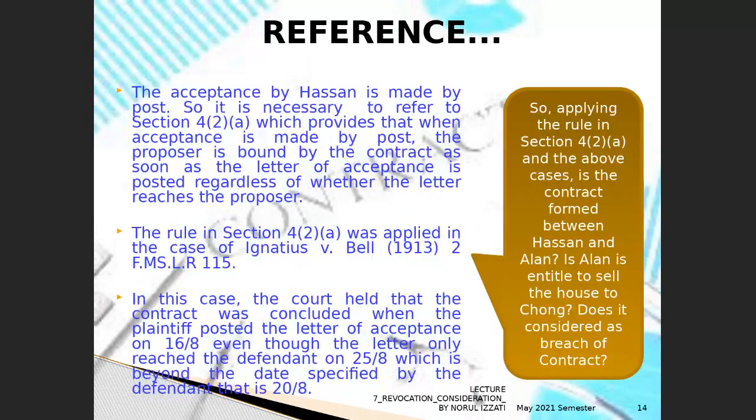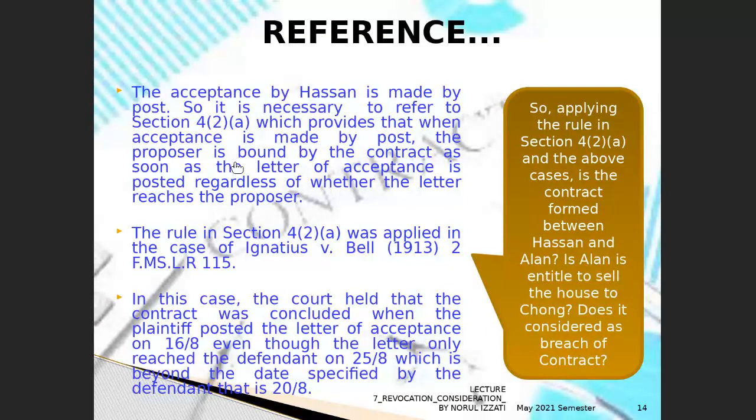This is the reference for the first scenario. This is for the second scenario. The acceptance by Hassan is made by post, so it is necessary to refer to section 4.2, which provides that when acceptance is made by post, the proposer is bound by the contract as soon as the letter of acceptance is posted, regardless of whether the letter has reached the proposer. You can refer to section 4.2 of the contract to answer this question.